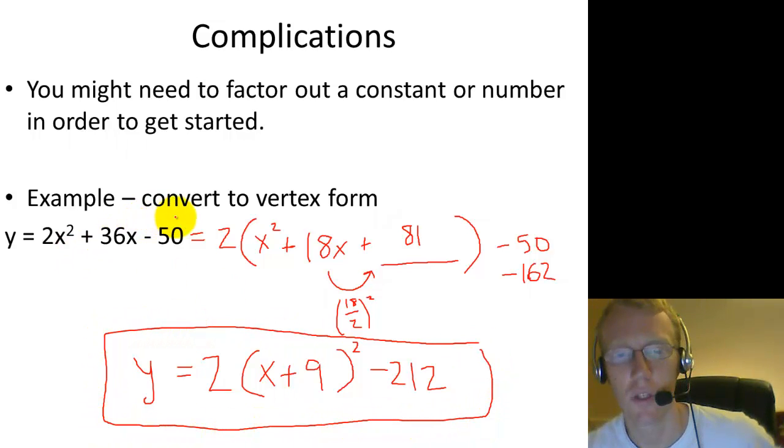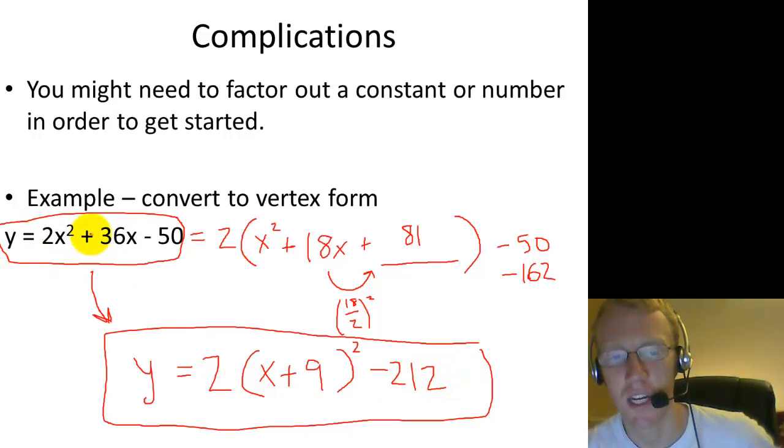So this original equation here in standard form is exactly equivalent to this equation here in vertex form. So from standard form, you can see it's been stretched by a factor of 2, and it's got a y-intercept at negative 50. From vertex form, you can see that the vertex is located at negative 9, negative 212.